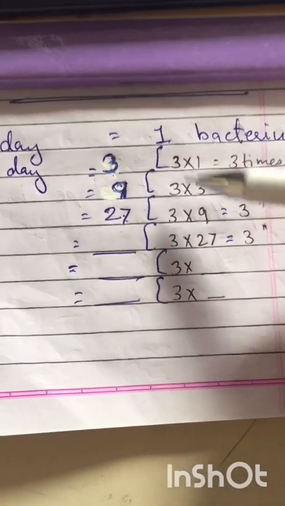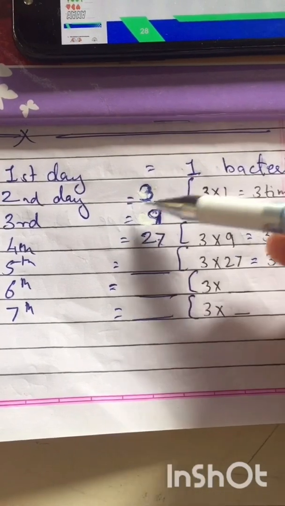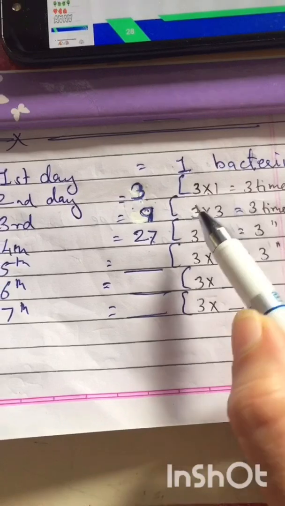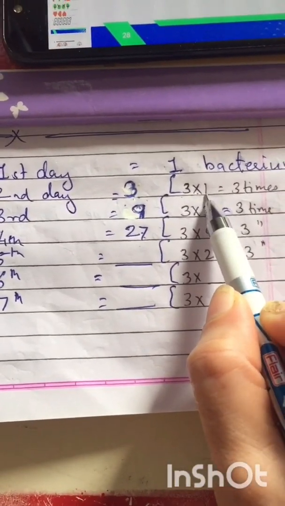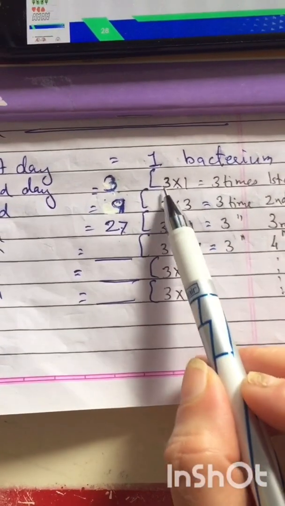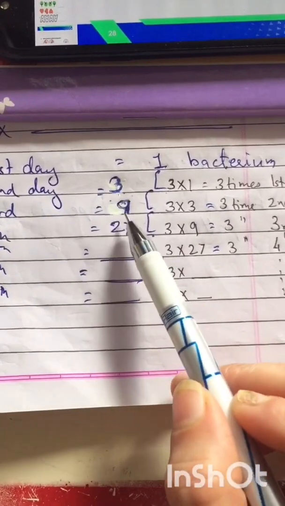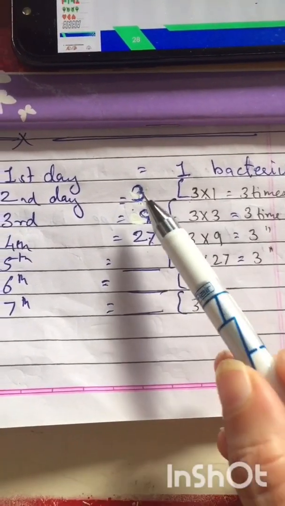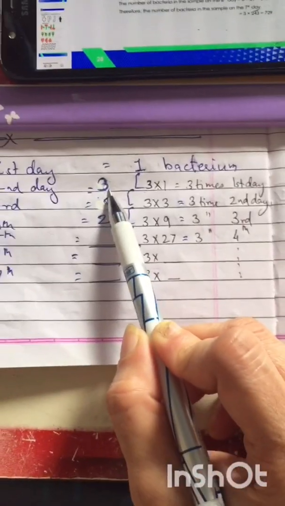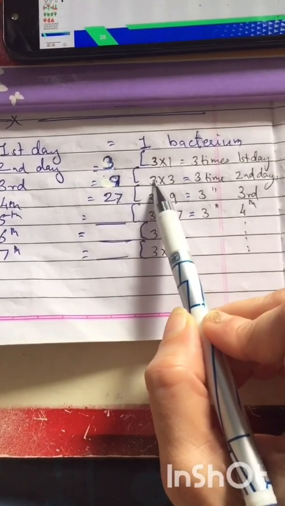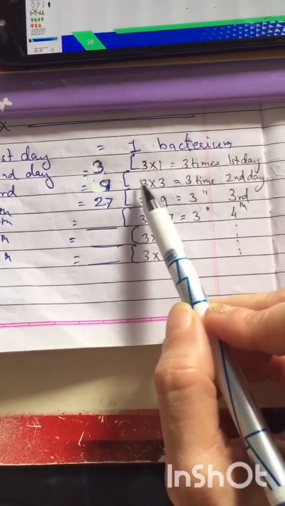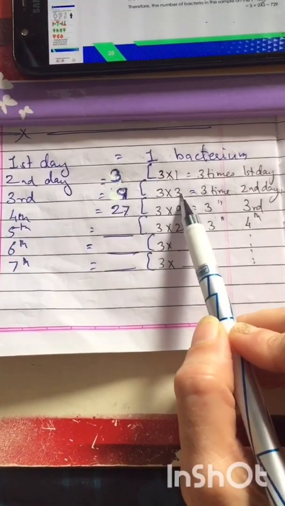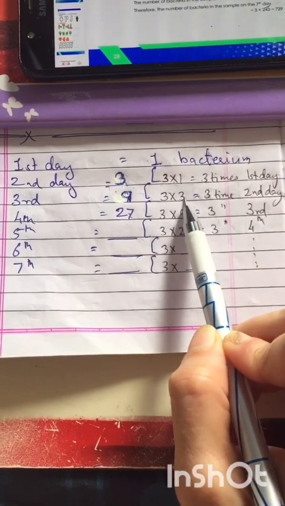So if you see, from the first day to the second day the bacteria has grown 3 times. So 3 times the first day. Okay, so it becomes 3 into 1, that is 3. Next day it has gone to 9, so it becomes 3 times the second day. So this is 3 times, and on the second day how many bacteria were there? 3 bacteria were there. So 3 into 3.